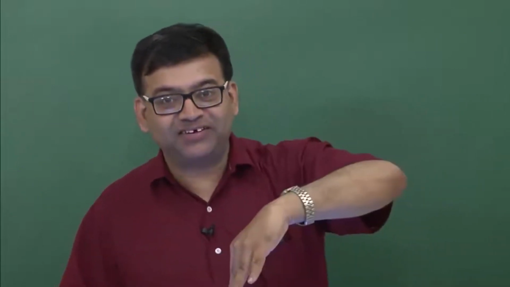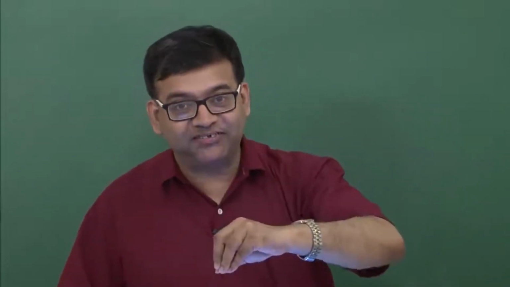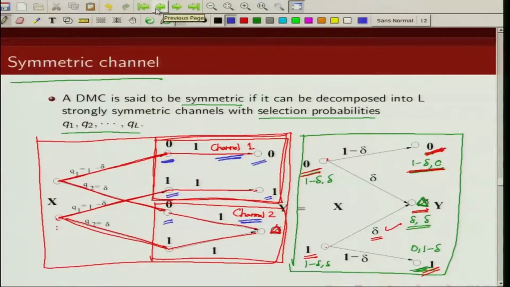Now what do I mean by same focusing? If you look at those output letters and at the transitions from the input to those letters, when they are arranged in decreasing order, it should be the same. For example, in this particular example, you see that 0 and 1, these outputs, have the same focusing because the probabilities are 1 minus delta and 0, right? And that's why we club them together.